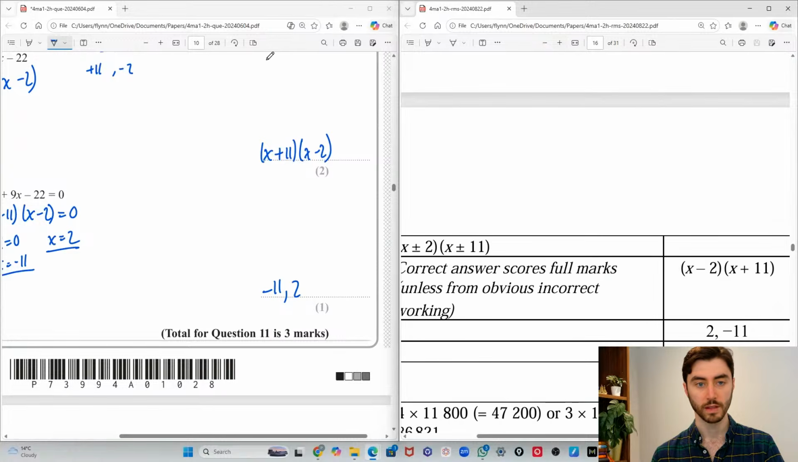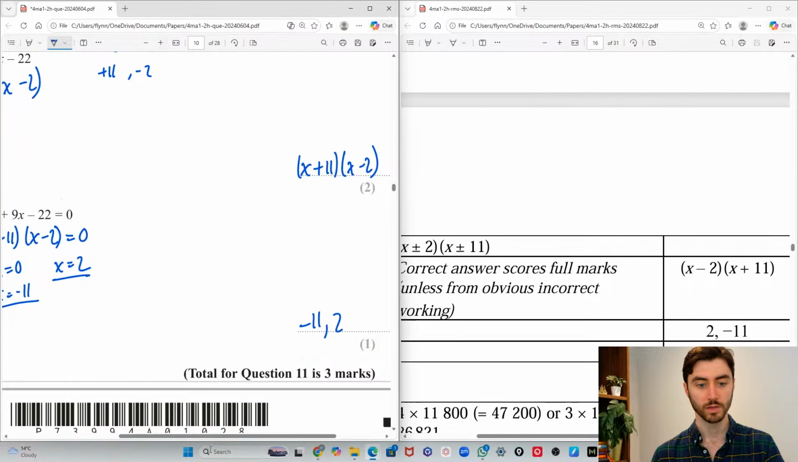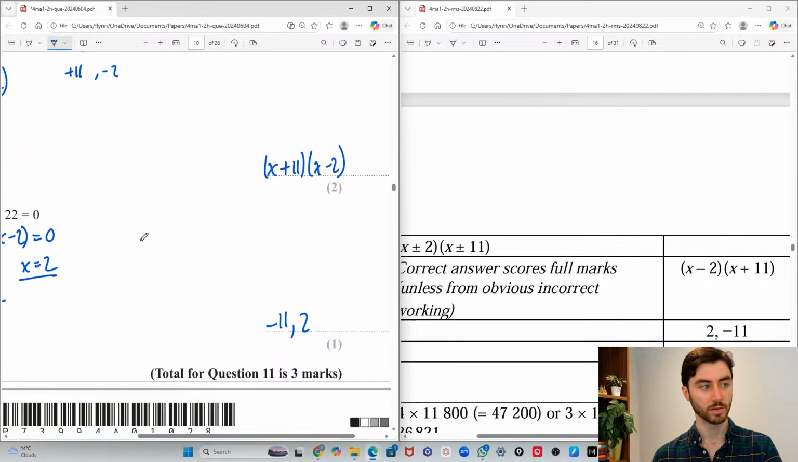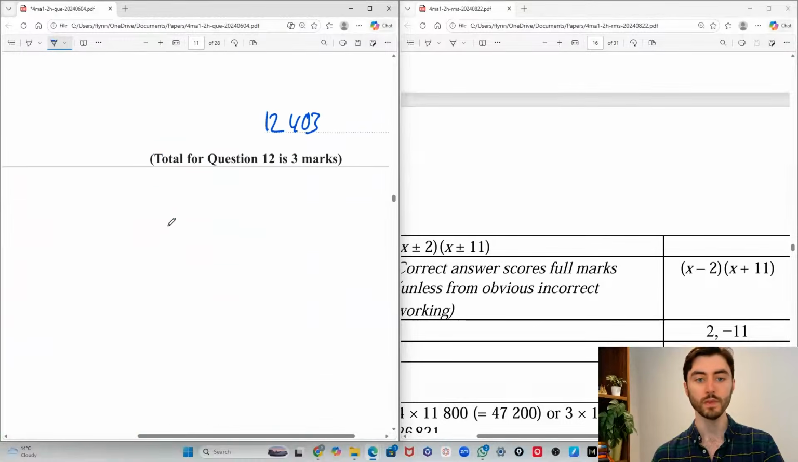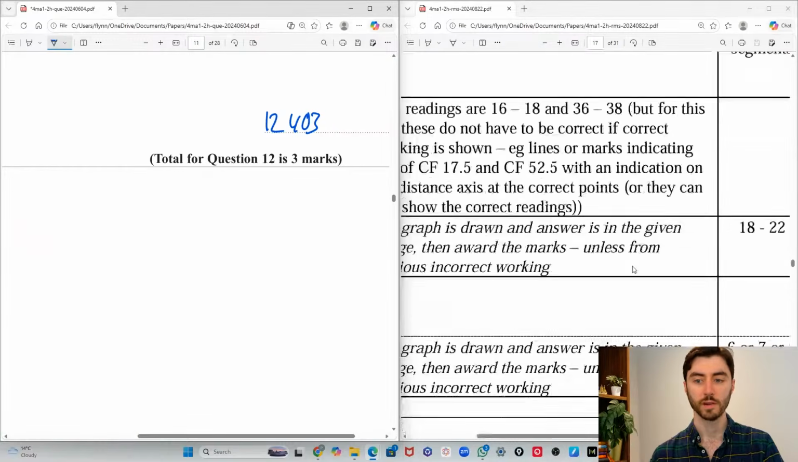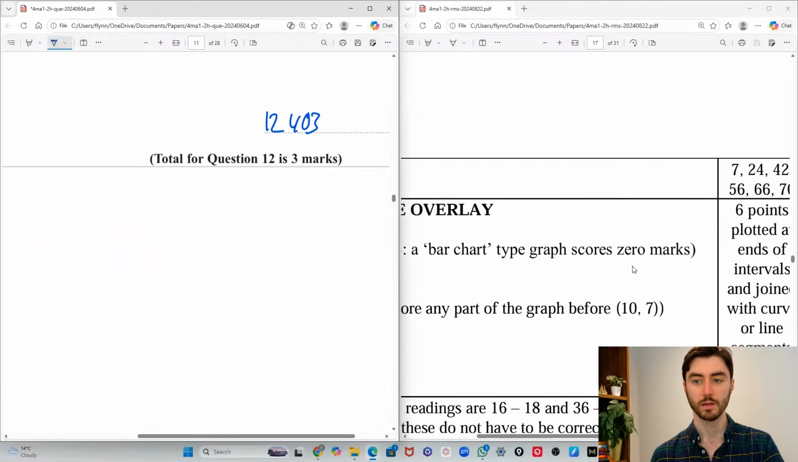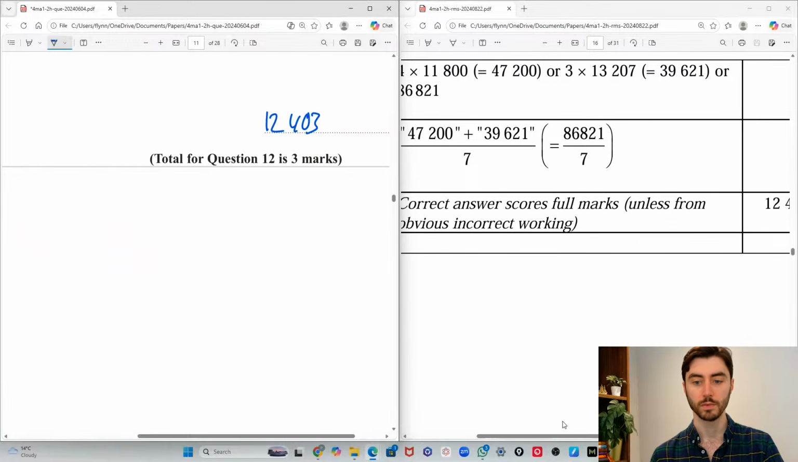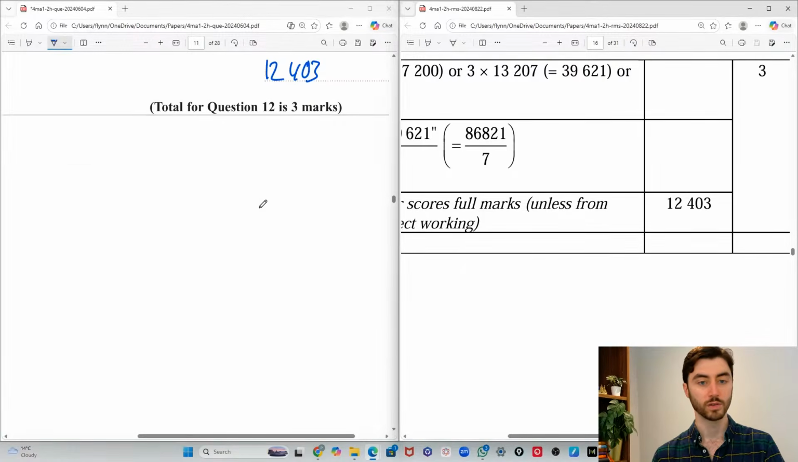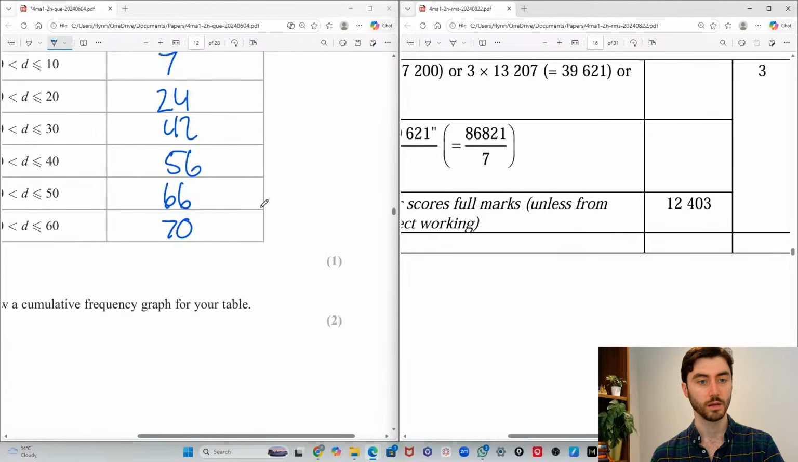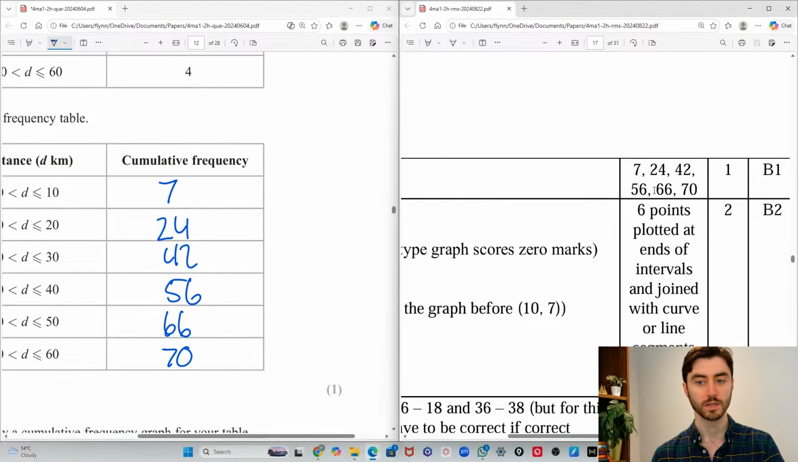Good. Let me do one extra little zoom in just to make it look better on your screens. All good. 12,400 and hold on. Whoop. Zoom across. 12,403. Good. So 7, 24, 42, 56, 66, 70. Good.